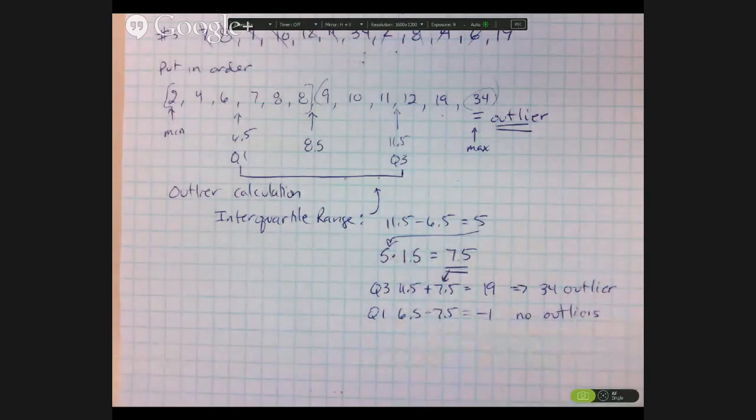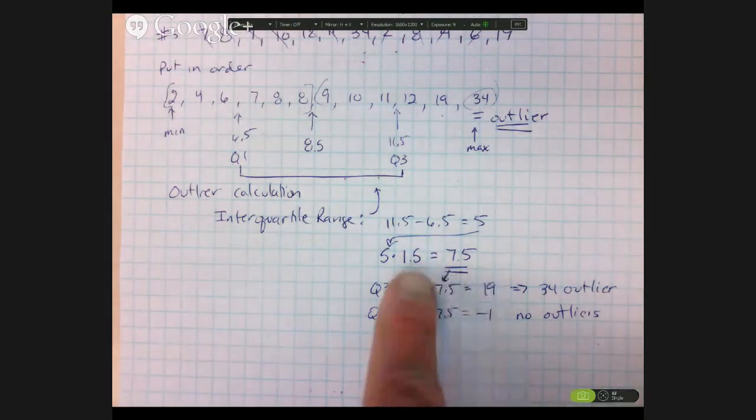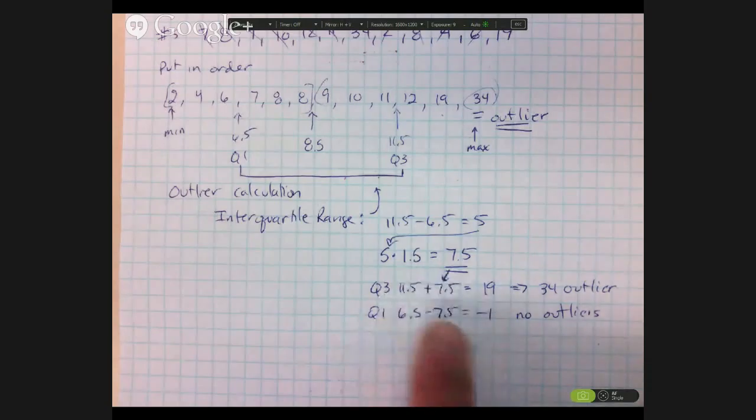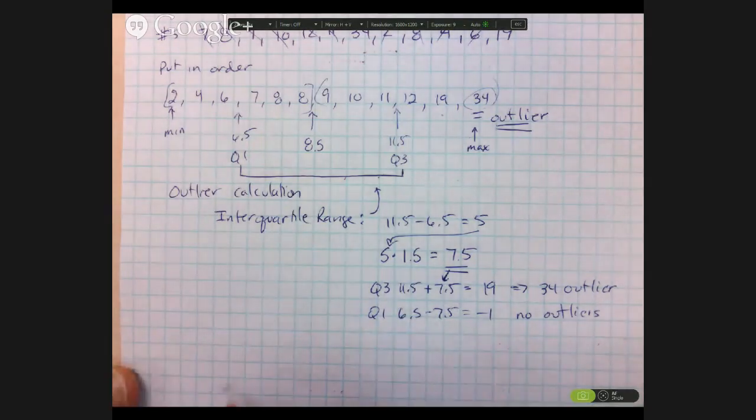All right, any questions on calculating outliers? It's just the process you have to follow. So it's interquartile range times 1.5. Add those to and subtract those from the top and bottom of the quartiles. All right, so let's draw our box and whisker plot.